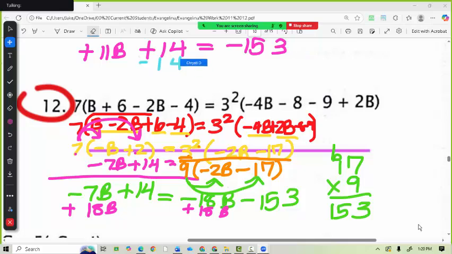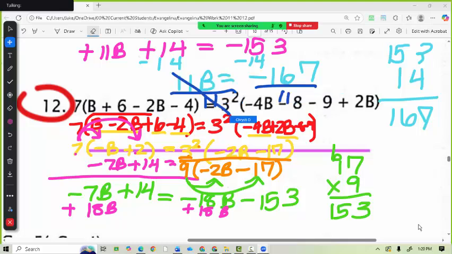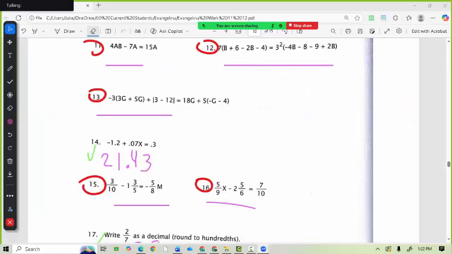Now I'm going to take away 14 from both sides. So 153 and 14, because they're both negatives, I'm going to be adding more negatives to it. So 153 plus 14. So this is 167. Negative 167. And we have 11b. And now we just have to divide both sides by 11. All right, so now we have negative 167 over 11 equals b.